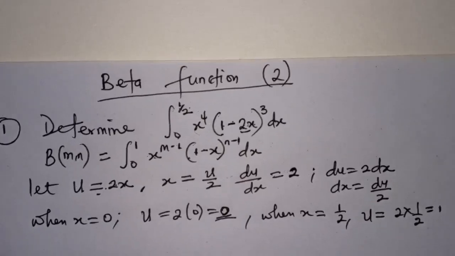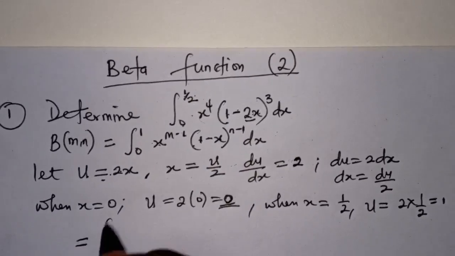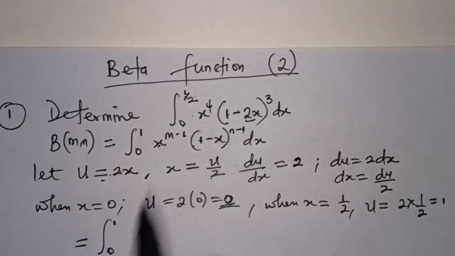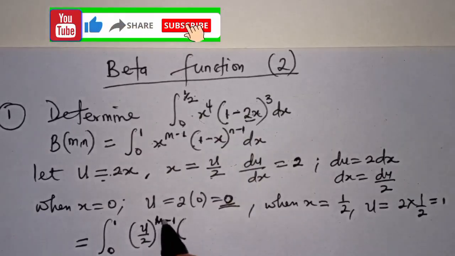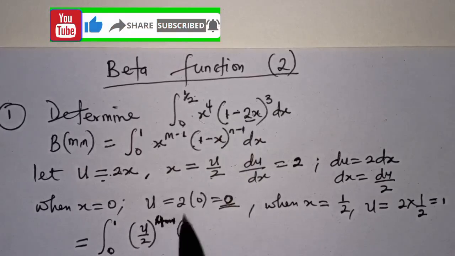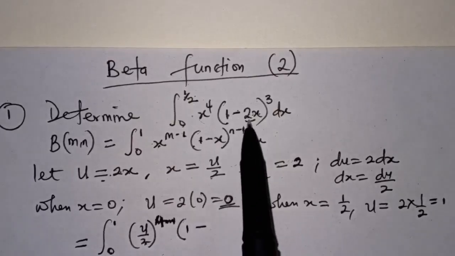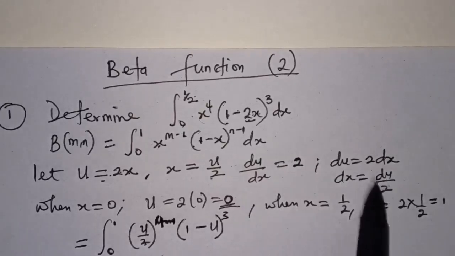So I'm going to write this integral as the integral from u equal to 0 to u equal to 1. x is now u over 2, u over 2 to the power of 4. Okay, I'm going to write it, just follow me. Into 1 minus, in place of 2x, I'll be writing u, raised to the power of 3. In place of dx, I'll be writing du over 2.